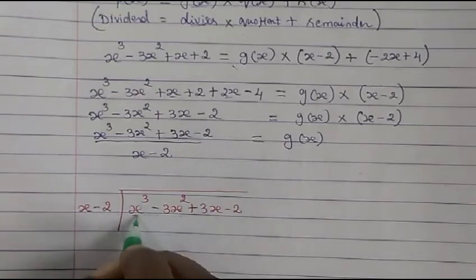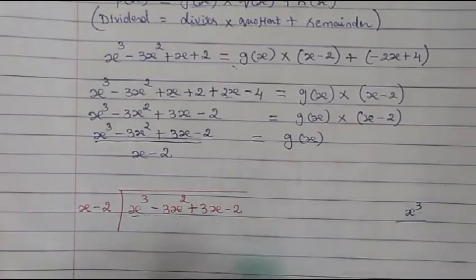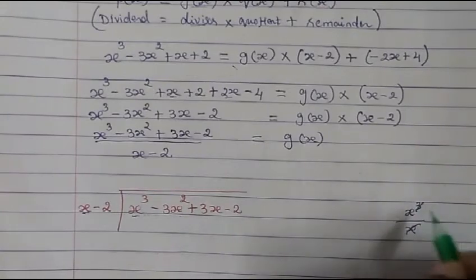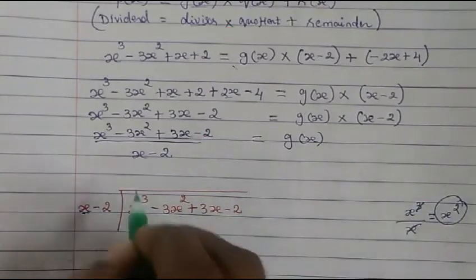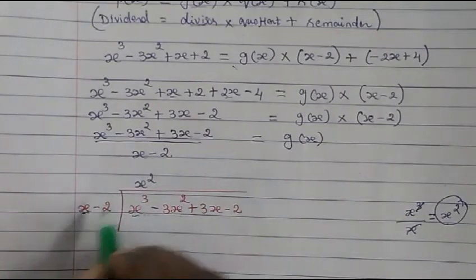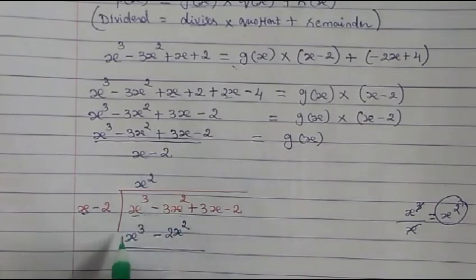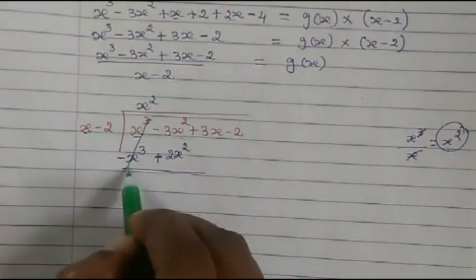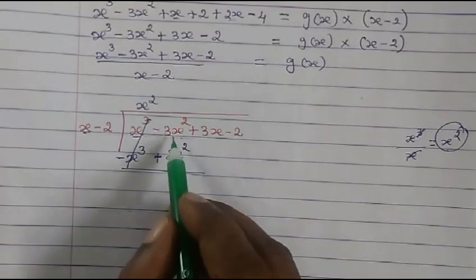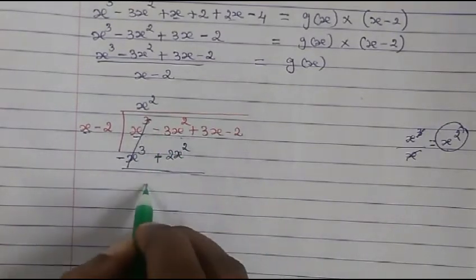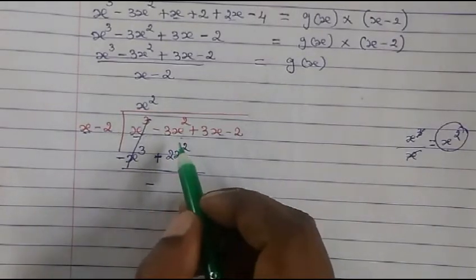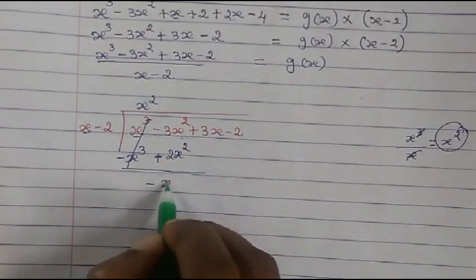So let's take the first term, that is x cube, and divide with the first term here, x. So one x will get cancelled. We will have x square. So write down that x square here. Now x into x square will give us x cube. Then minus 2 into x square will give us 2x square. So now change the sign. This will become minus, this will become plus. So this gets cancelled. So we have plus 2x square minus 3x square. The biggest number is this, so the sign will be minus. So from minus 3x square, if 2x square goes, we will have minus 1x square.